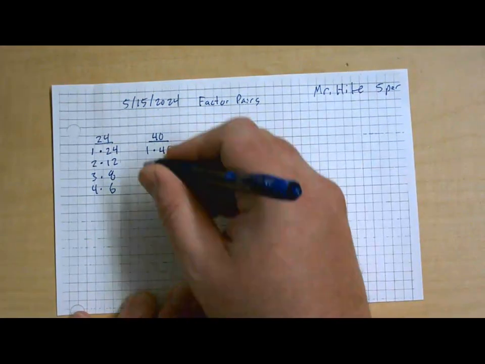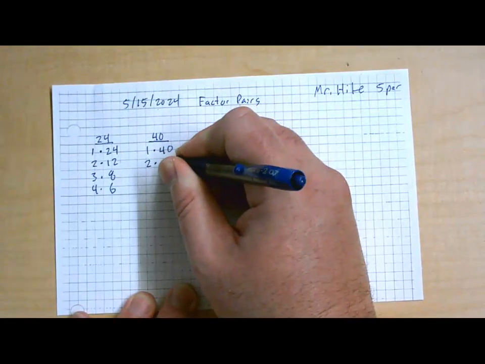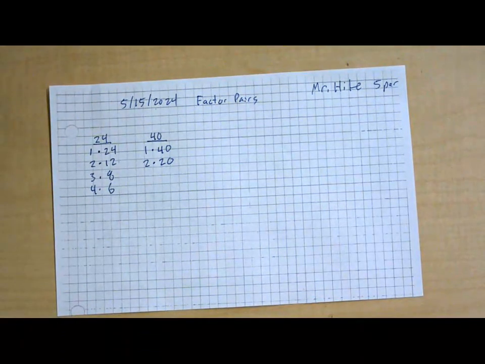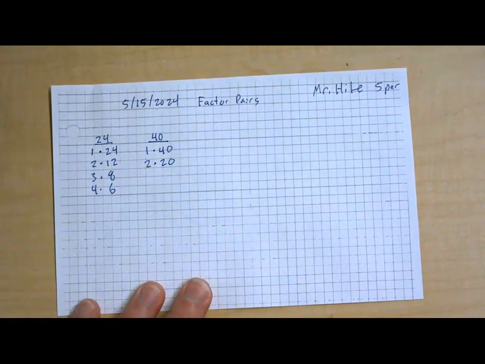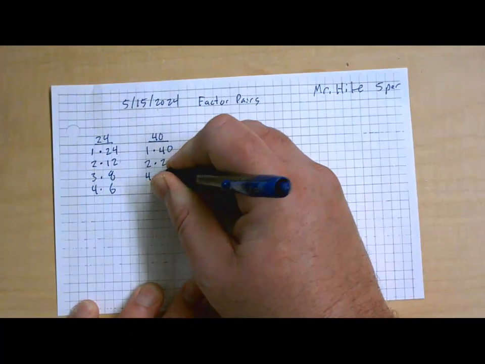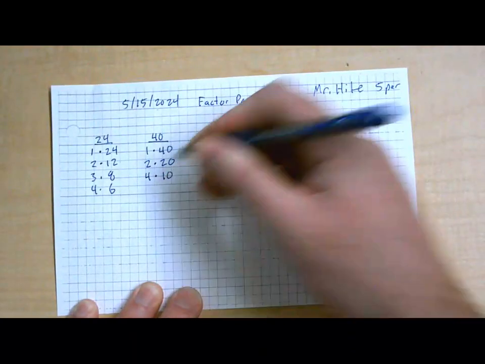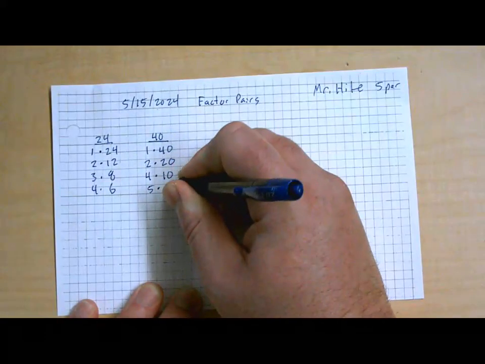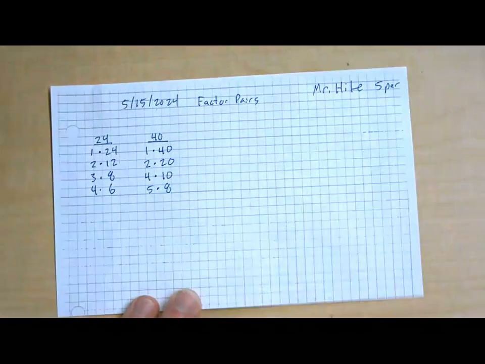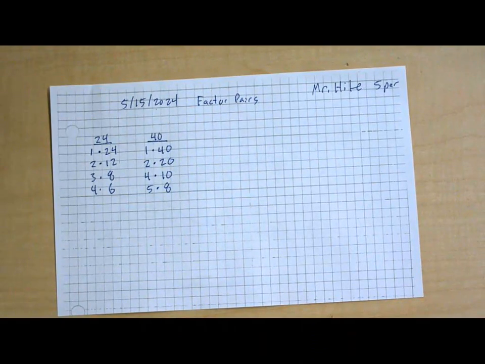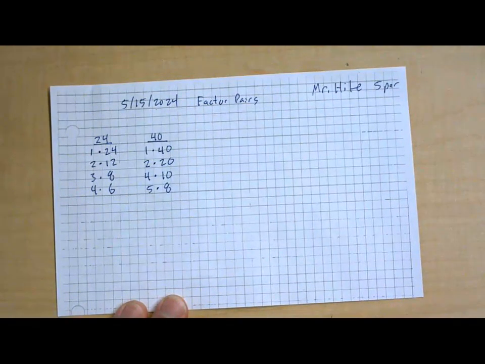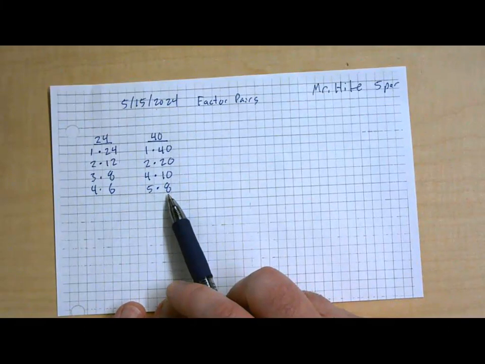How about 2? 2 times what? 2 times 20. How about 3? Does 3 go into 40? Nope, we'll skip it. How about 4? Yes, 4 times 10. How about 5? 5 times 8. How about 6? Does 6 go into 40? 40 divided by 6 is a decimal, so that doesn't work. 7? No. 8 is a repeat, which means we're finished.